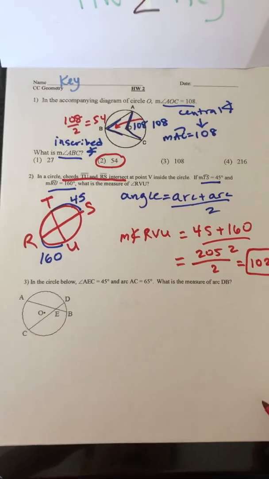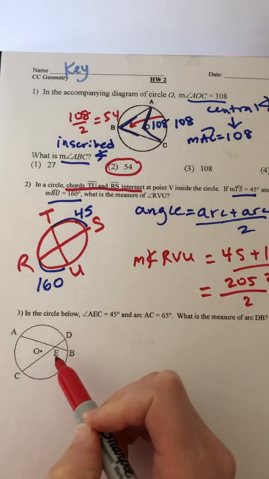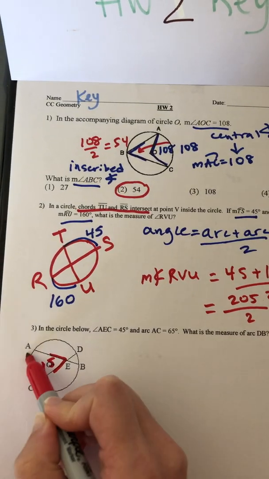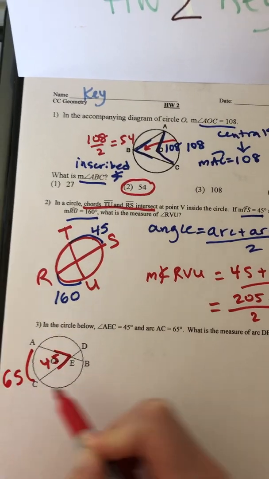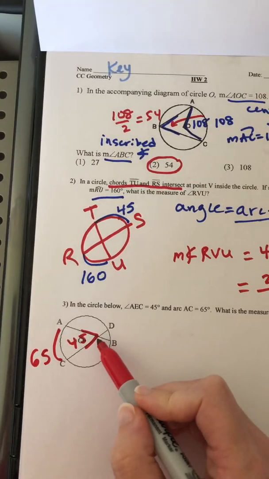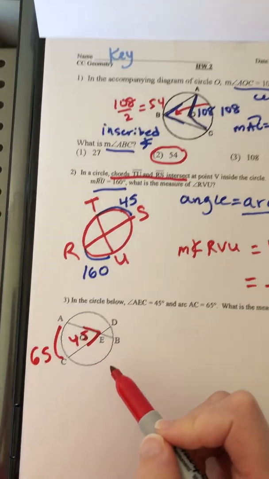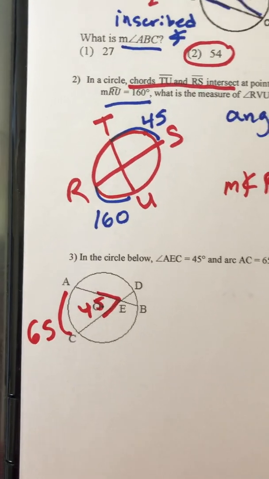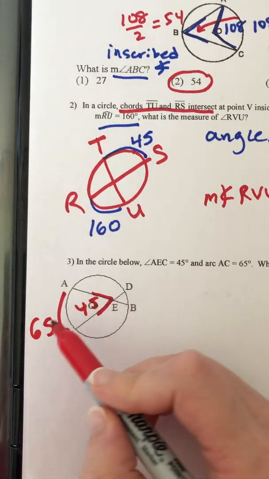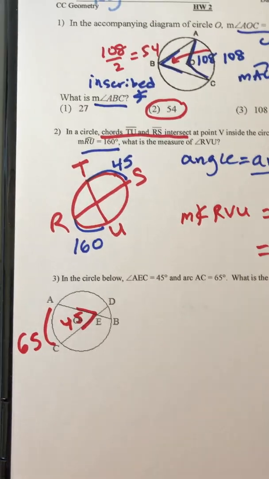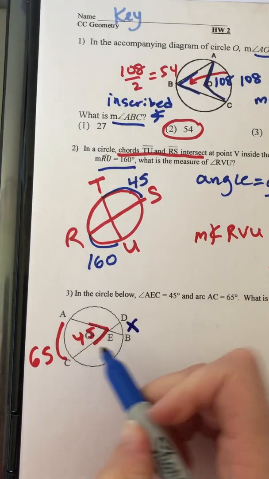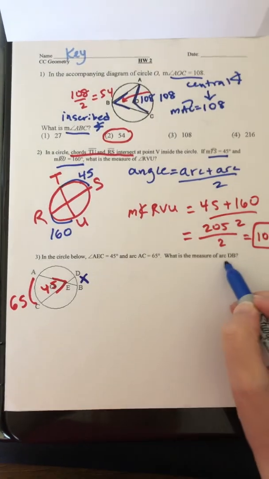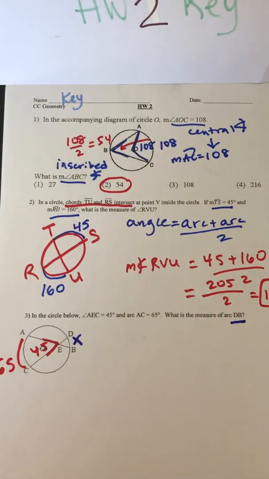In the next question, the diagram is drawn for us. The angle AEC is 45 degrees, and arc AC is given to us as 65. Now that angle is not inscribed and it's not central. That's the diagram that we are going to use. That angle equals arc plus arc divided by 2. The two arcs here are going to be very important. Those two arcs go together, get divided by 2, and equal to 45. And it turns out, yes, that is exactly the arc we're looking for, DB.